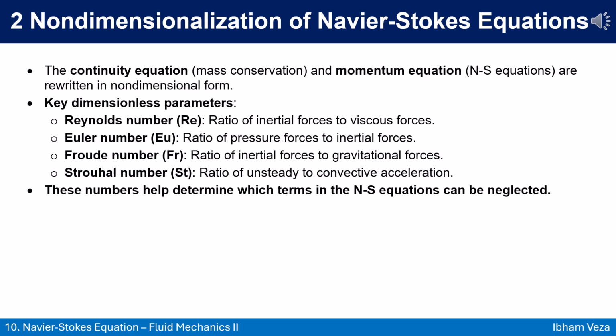These numbers aren't just academic. They tell us which terms in the Navier-Stokes equations can safely be neglected. In practice, they help engineers make smart approximations, guide experiments, and design efficient simulations. The equations stay the same, but their dominant physics shift depending on the values of these dimensionless parameters. That's the real utility of non-dimensionalization, revealing the flow's true character.